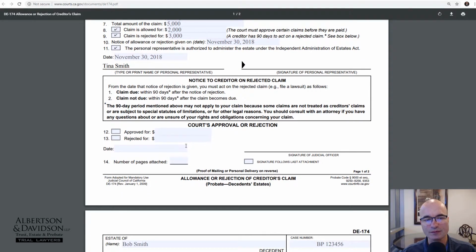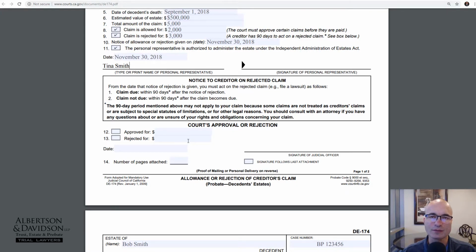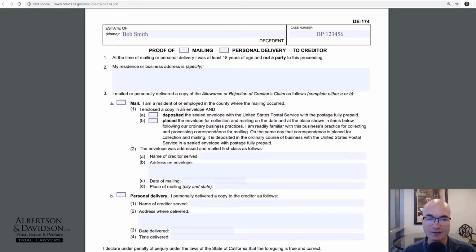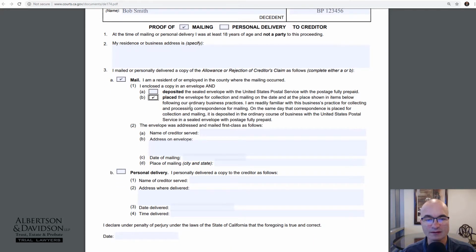Now there's certain claims that the court must approve or reject. So any claims against the personal representative or any claims that are submitted by an attorney for the personal representative have to be approved or rejected by the court. And so that's what this is about down here. And then of course we have our proof of mailing or personal delivery, and we've been over this a couple times now. And so you're just going to say that I mailed it to the creditor, and again you deposited it in an actual post office box or you placed it in your work's mailing system.